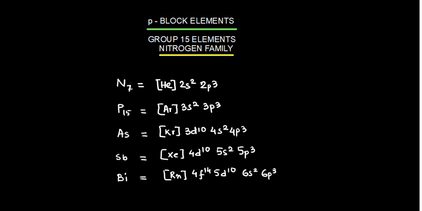So if we have a look at these configurations, what about the general configuration if we want to consider? So the general configuration is ns2 np3, right? Since it's a p-block element, we can consider it generally as np3, but if we have a look at the last shell, so it is ns2 np3, right, students?